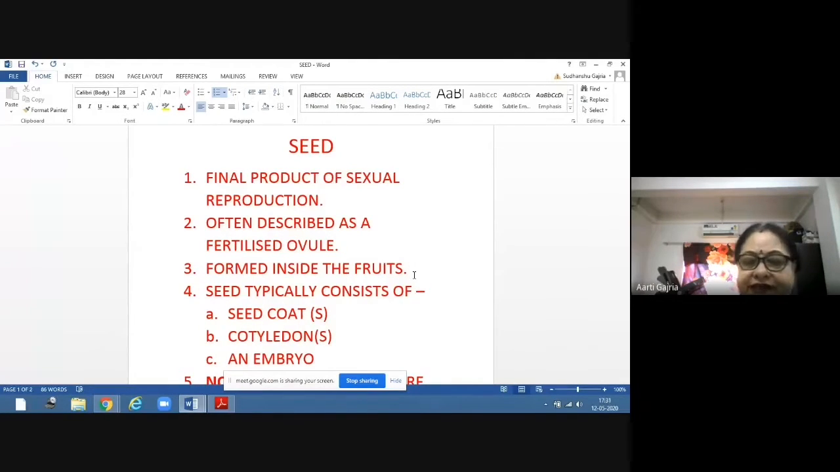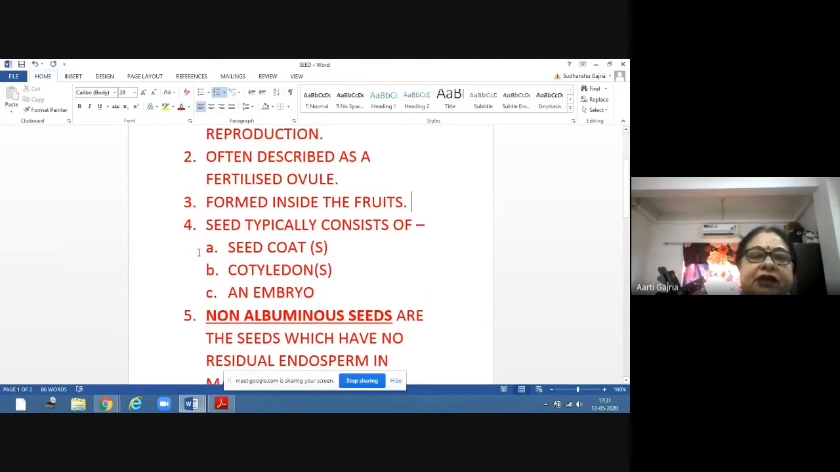Now, if we see the structure of the seed, it typically consists of three things. One is seed coat, that is the outermost covering. Now, this covering can be a single covering or it can be of multiple layers. That's why I put S also. It can be seed coat or it can be seed coats.